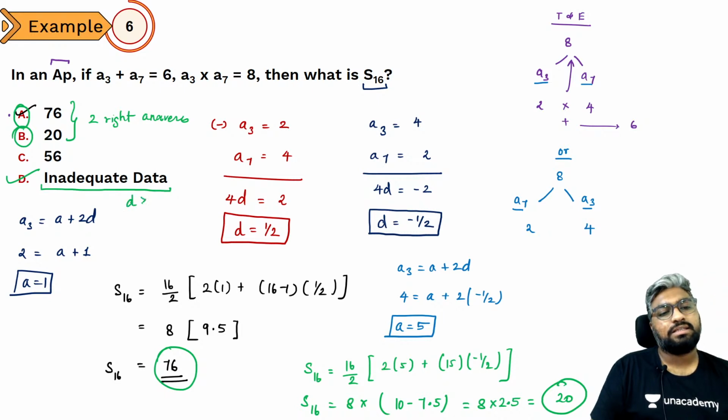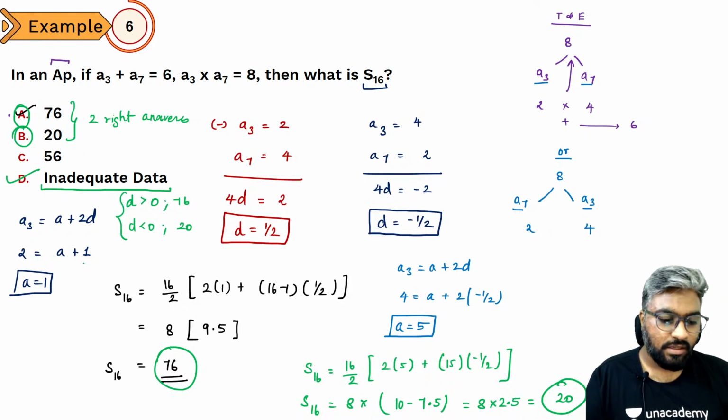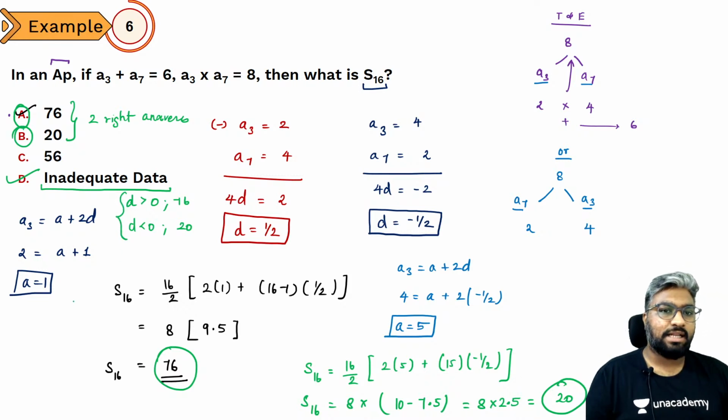If D is greater than 0, then the answer is 76. If D is less than 0, then the answer is 20. ठीक है? Understood everyone?